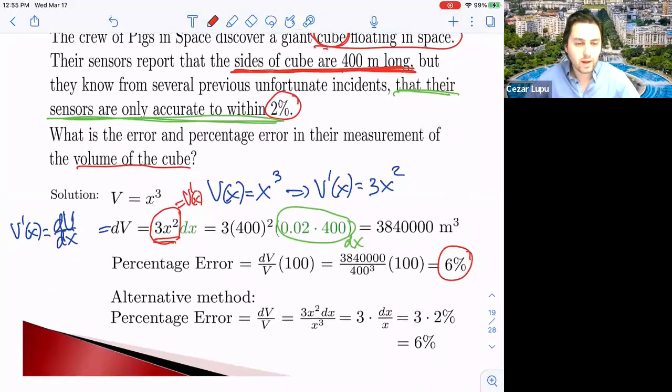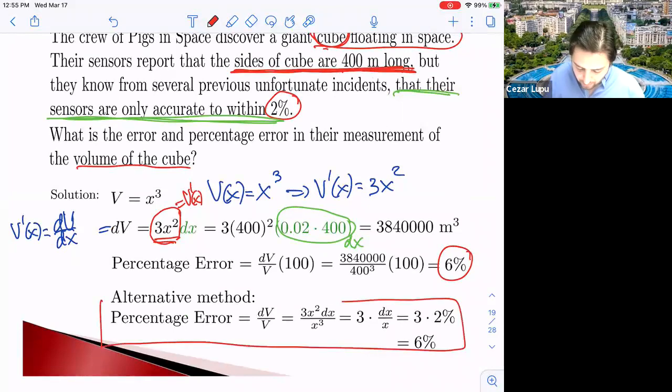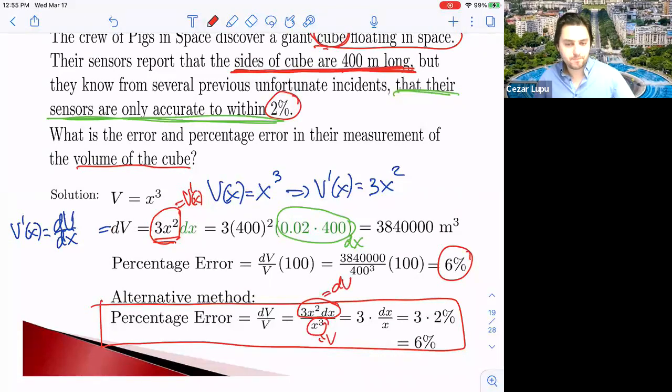You can just use this formula directly. So for the percentage error, you can use dV over V. And you know that dV is this guy here, and this guy here is V. And then at the end, it will give you 3 times dx over x. And you know that this is 3 times 2%, because this is 2% here, which is 6% at the end of the day. So as you can see, these are the same thing, right?